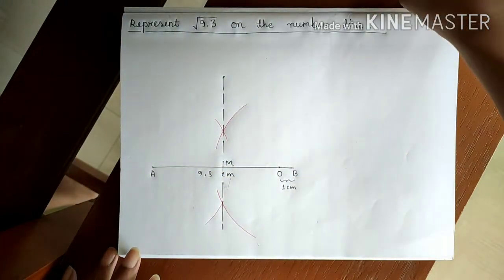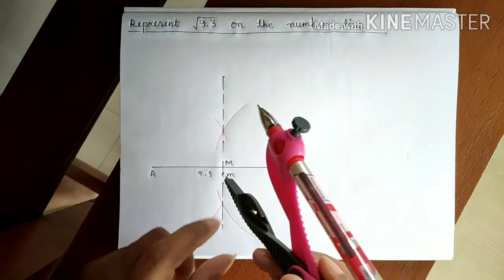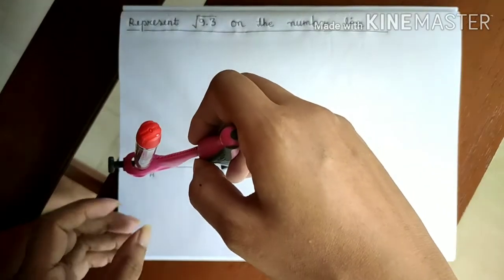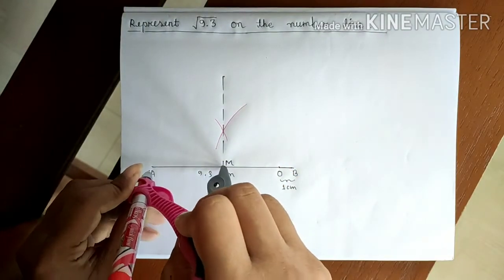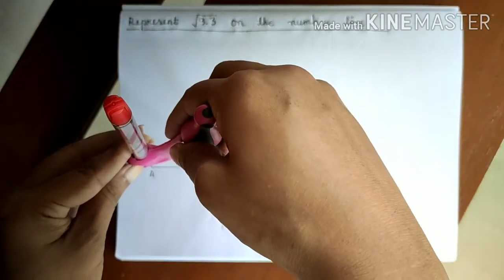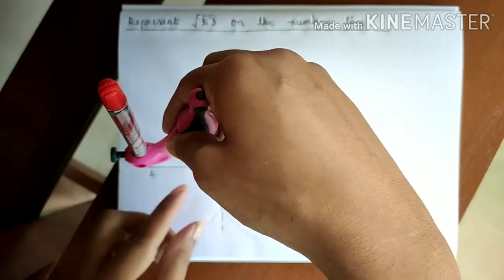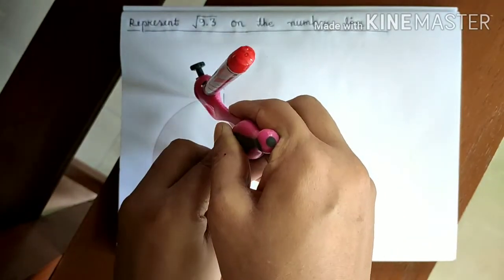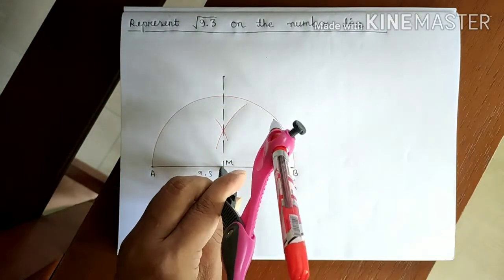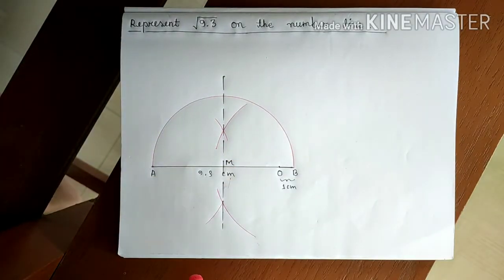Our next step: again take your compass and place it at the point M, and take the radius as AM. Now, taking M as center and AM as radius, you have to draw a semicircle. So this is the semicircle.